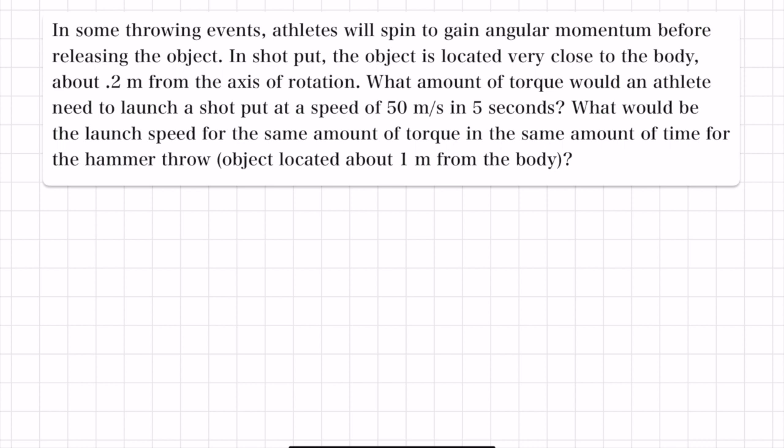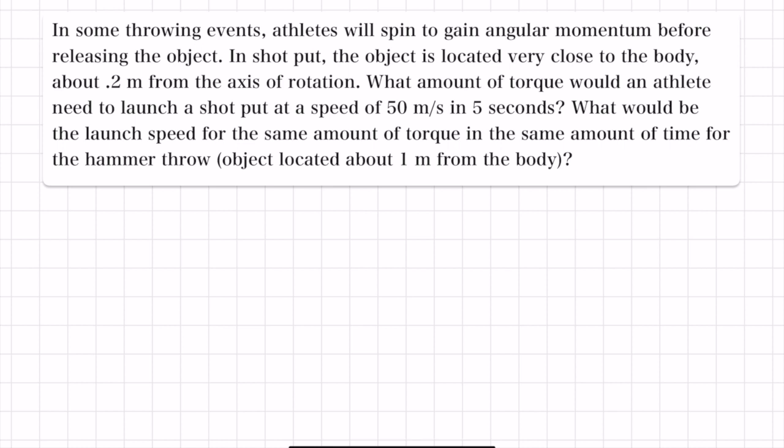In some throwing events, athletes will spin to gain angular momentum before releasing the object. In shot put, the object is located very close to the body, about 2 meters from the axis of rotation. What amount of torque would an athlete need to launch the shot put at a speed of 50 meters per second in 5 seconds? Let's just tackle the first part of this problem and not worry about the second part just yet. We're going to assume that we can ignore any of the angular momentum going into the athlete itself. We just want to see what can be transferred over to the ball. So we are simplifying this.